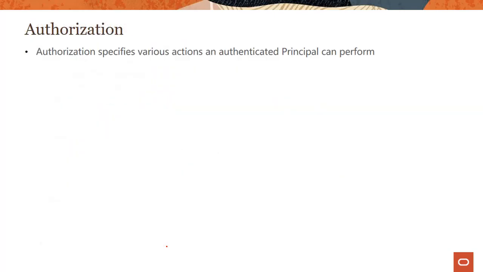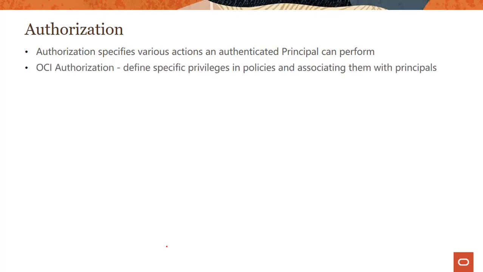Okay, alright, so we talked about authentication. Let's talk about authorization. Now, authorization specifies various actions an authenticated principal can perform. In OCI, authorization is defined by providing specific privileges in these things called policies, and then you associate these policies with the principals.